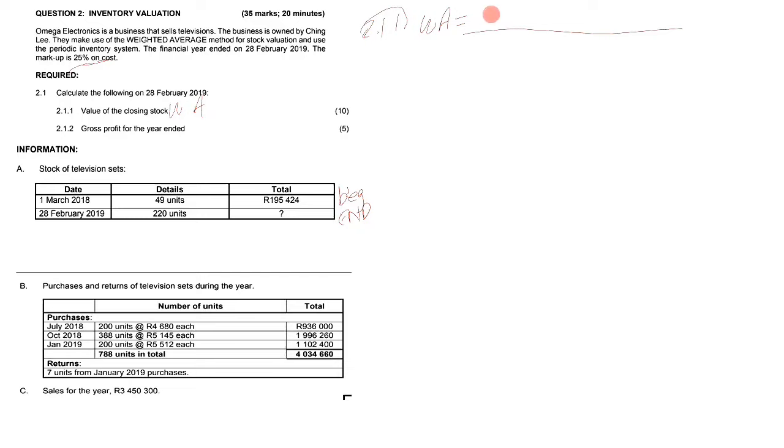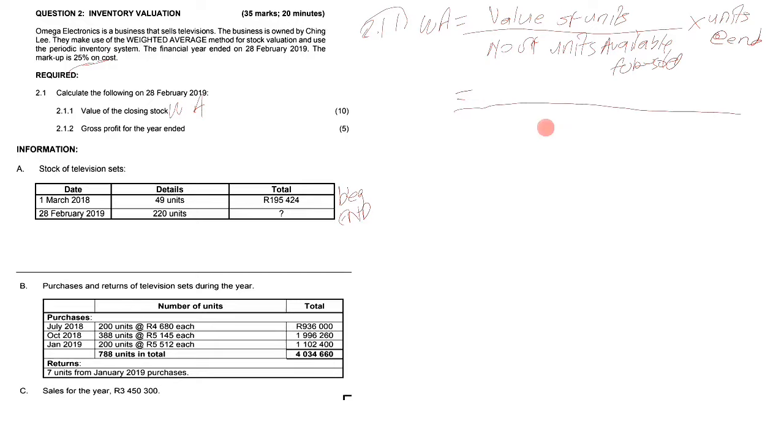So here your numerator is going to be the value of units, right? And then your denominator is going to be the number of units available to be sold. So basically this is your formula, and then you multiply by units at the end. So this is your formula of your weighted average. So what is the value of your units unsold?